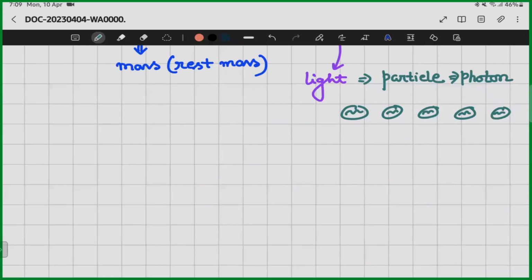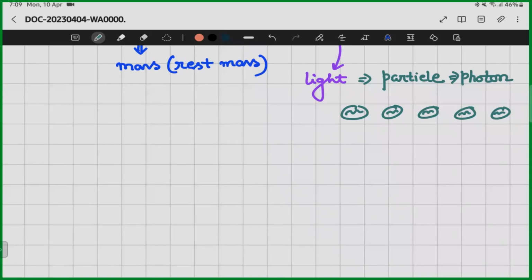That is a photon, and other wave packets of the light have energy in multiples of that quanta. That means nhν. We had already discussed this. So this wave packet signifies the particle nature of the light. These particles are called photons.